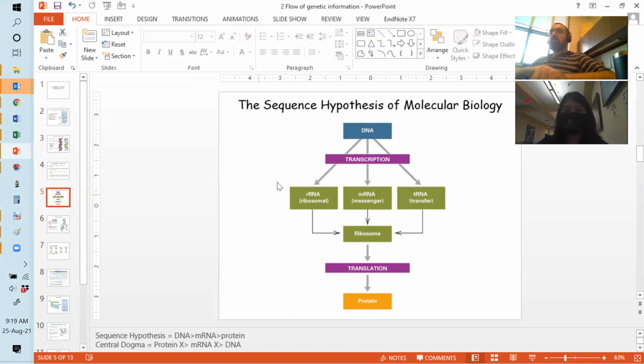Anyway, so this whole process being gene expression or the sequence hypothesis really consists of transcription and translation. Transcription makes an RNA intermediate, which is mRNA, the messenger, that has to get, at least in eukaryotes, from the nucleus to the cytoplasm, where it's going to be translated. But it also makes a whole bunch of other what are called non-coding RNAs.